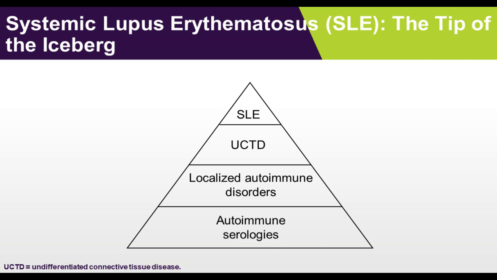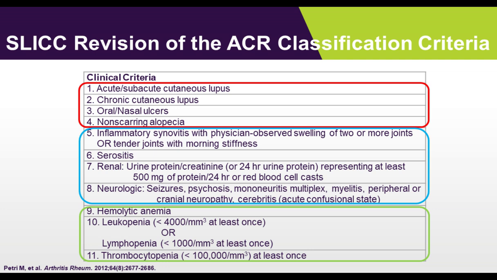Here are the clinical manifestations. You'll notice the first 4 are cutaneous or dermatologic manifestations. The next 4 are different organ systems, and the last 3 are each of the hematologic cell lines. For example, for leukopenia, the cutoff is less than 4,000, but you only need to have it happen once as long as you're certain it wasn't caused by something else, such as a viral infection or a medication like azathioprine. And here are the immunologic criteria.